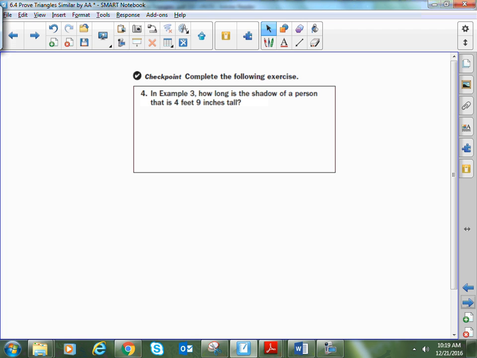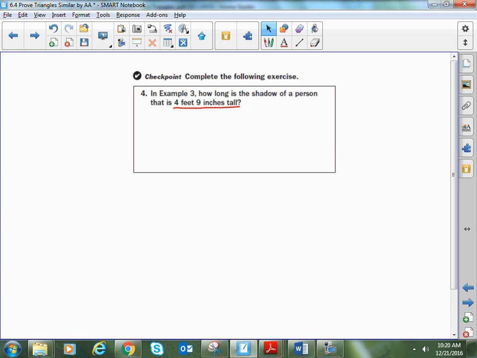And the last thing we're going to take a look at is what the length of the shadow would be. Now we have a new lifeguard, and this one's much shorter than the other one. This one is only 4 feet 9 inches tall. How would we determine the length of that person's shadow? You're going to set up and solve a proportion similar to what we just saw in the last example. Go ahead and pause the video and try working this problem out. When you are finished, come back and see how I did it.